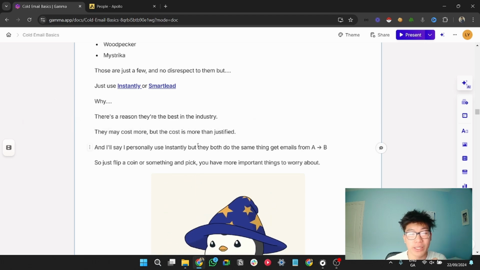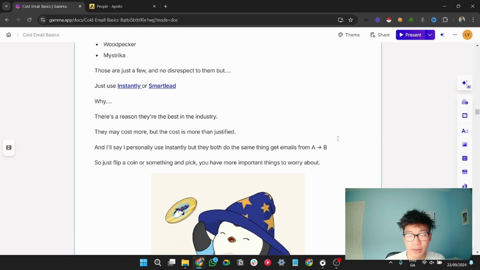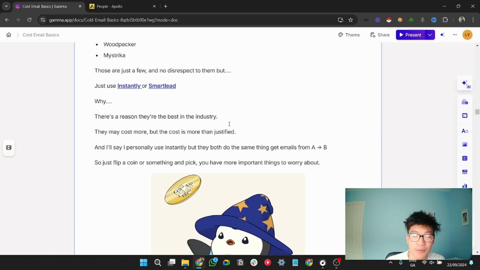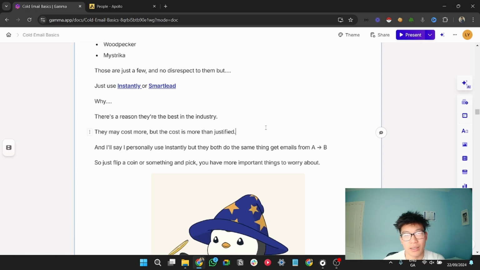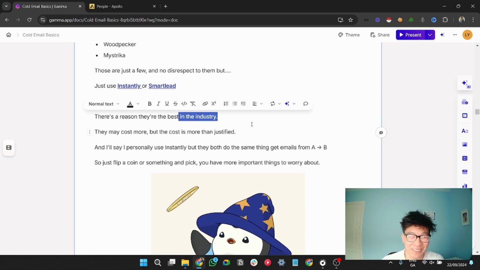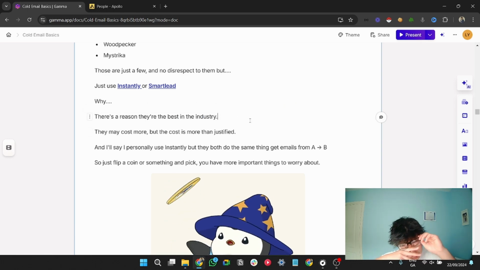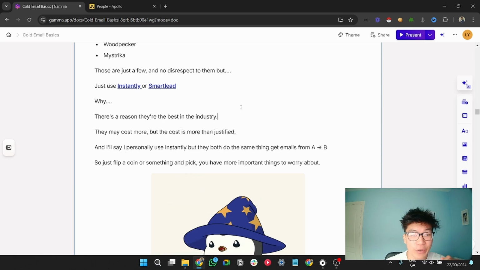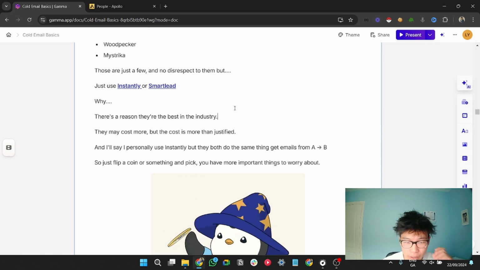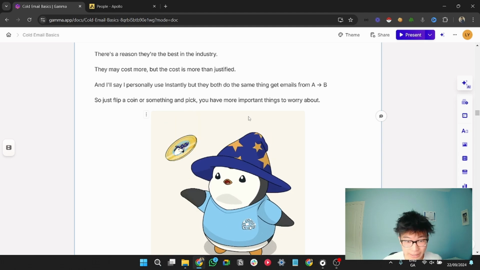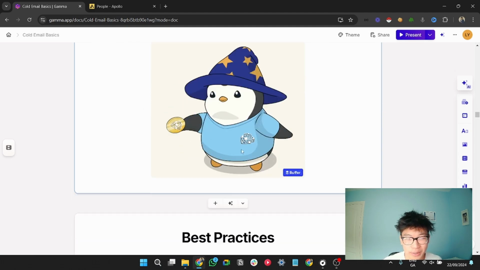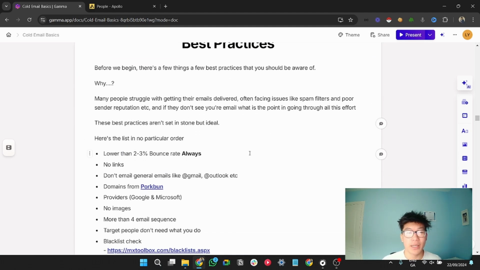And I'll say I personally use Instantly, but they both do the same thing of getting emails from A to B, kind of like comparing a Ferrari to a McLaren. It gets you from A to B. So just flip a coin and pick, and you have more important things to be worrying about, which we'll be getting into in a second. So, funny gif.